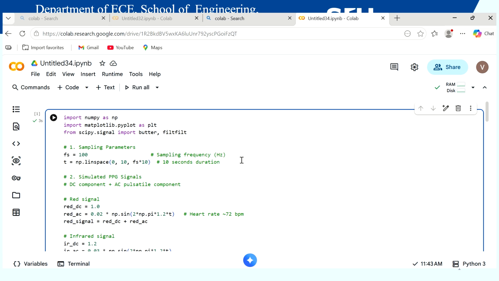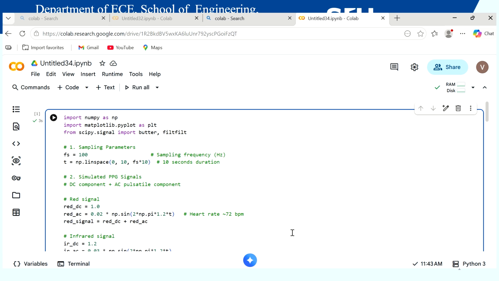What is the expected output? An SpO2 value around 95 to 100%, which is a standardized value, internationally accepted, and then two PPG waveform plots, that is red and IR. And then we will get the simulated PPG signals.